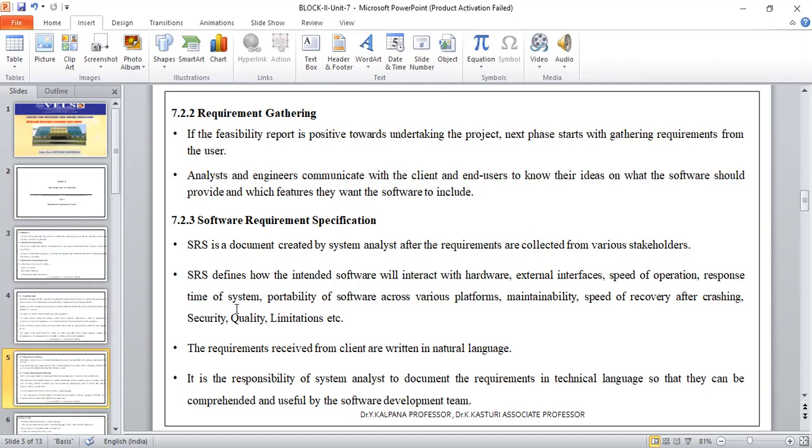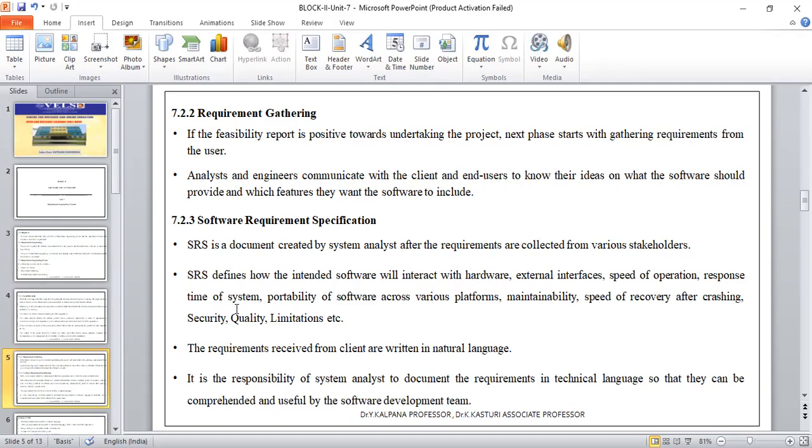Then comes the software requirement specification. We usually call it SRS. It is the document created by the system analyst after the requirements are collected from various stakeholders. Who are the stakeholders for this project? The client, the end user, and the software developers, having communication with all of them. The SRS will be created by the system analyst or software analyst after the requirements are collected from the stakeholders who are involved. Stakeholders are the persons who are involved in the project development.